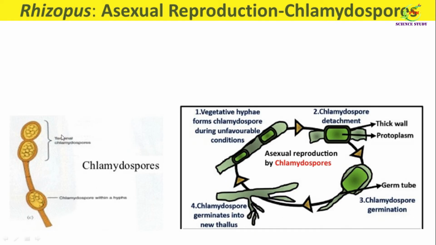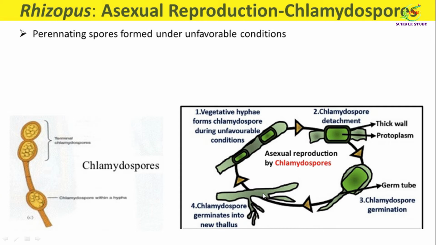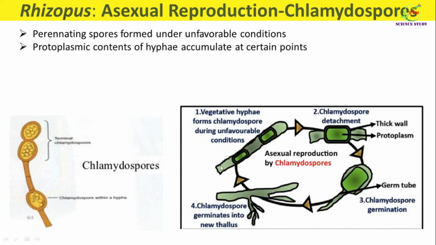Here you can see the diagram of the chlamydospores as well as stages in the development of the chlamydospores. Chlamydospores are perennating spores and are formed mostly under unfavorable condition. Chlamydospores are produced particularly during the shortage of water. So as you can see here, this is the hypha of the Rhizopus, and in unfavorable condition, the protoplasmic content of the hyphae accumulates at certain points like this.